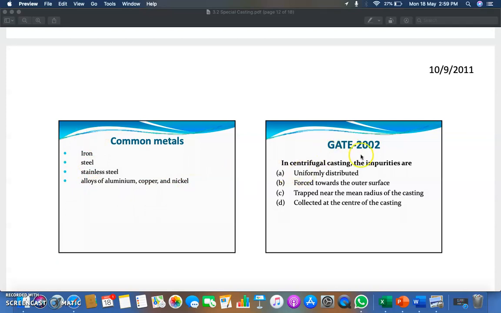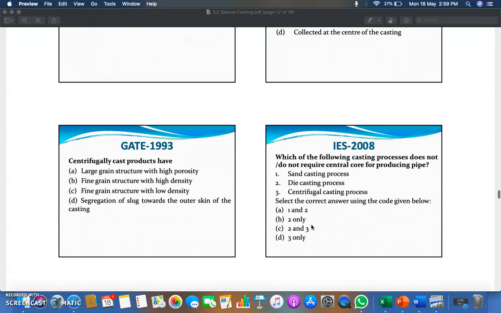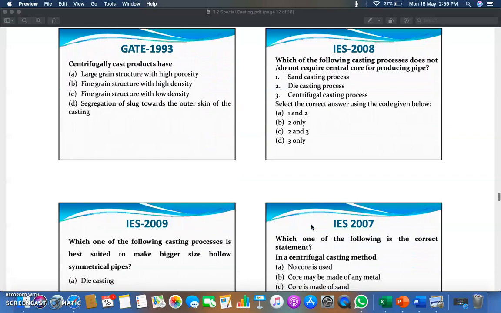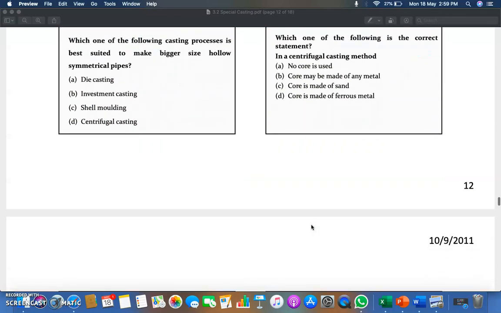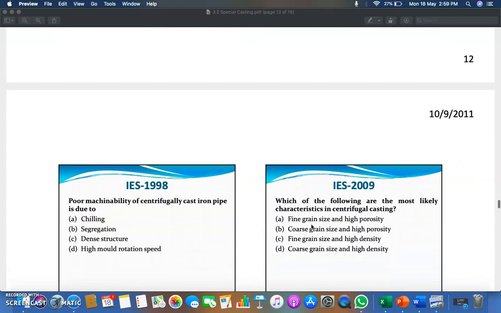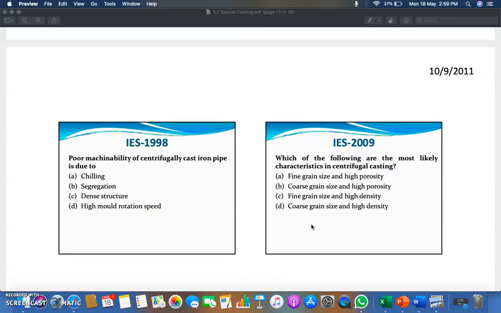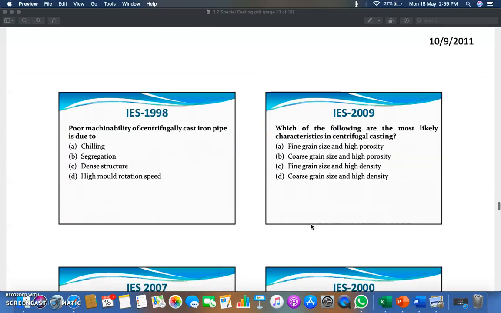Now, this is a question from GATE 2002. In centrifugal casting, the impurities are uniformly distributed, forced towards the outer surface, trapped near the mean radius of the casting, or collected at the center of the casting. Then definitely they will be collected at the center of the casting. So this will be your answer. Practice these questions as well. I am keeping these questions open for you, so you can practice and comment in the description box of this video. We will discuss it in the comment section.